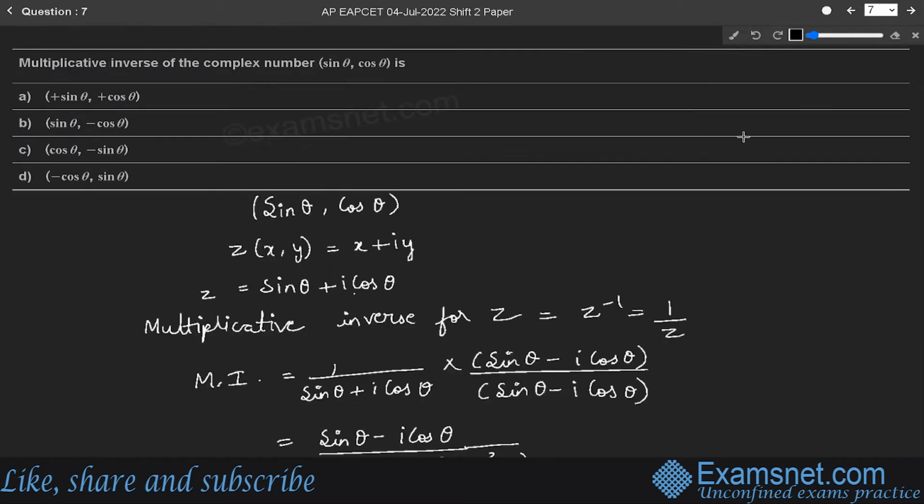Therefore, we can say that the correct option here is sine theta and minus cos theta. So the correct option is option number B here. I hope this question is clear to you.